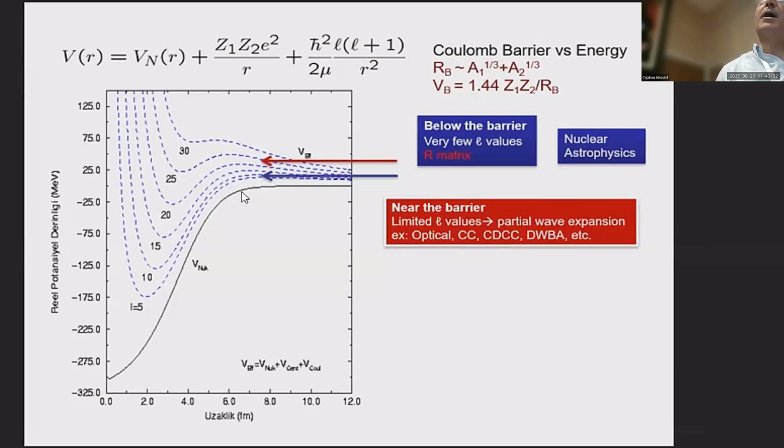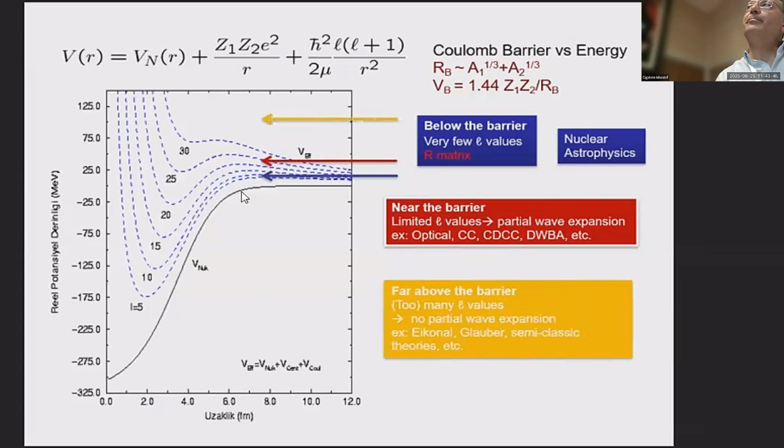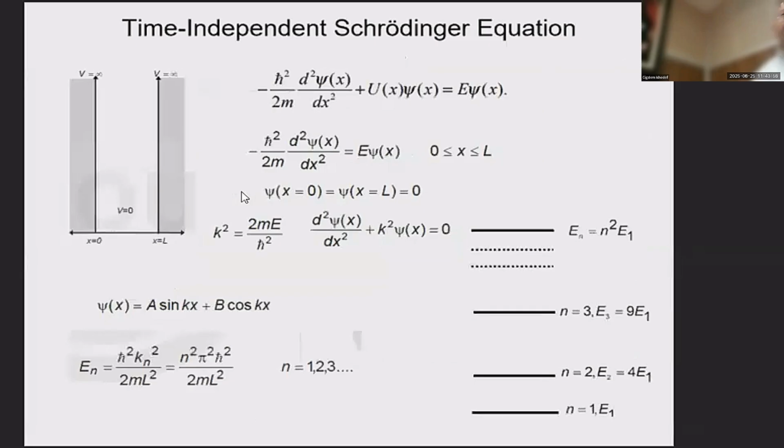Near the barrier and above it, mostly optical models, coupled channels and other models are working here. This is mostly nuclear physics and related fields. And well above the barrier, it is very, very fast. Therefore, there is no partial wave expansion. It is mostly Glauber and classical scattering, actually.